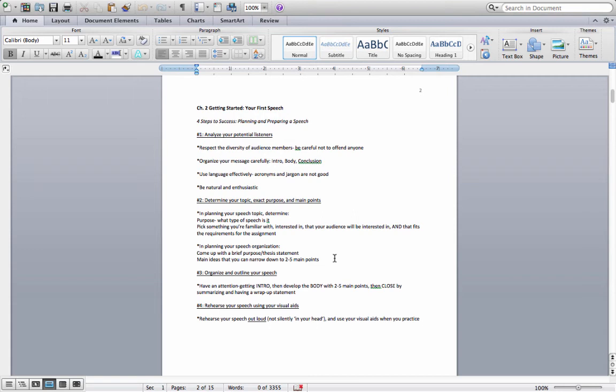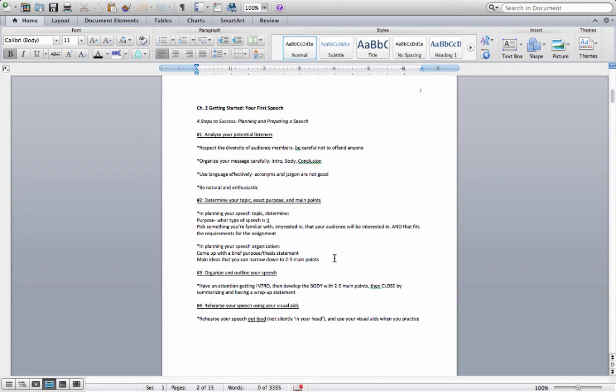Number 3, organize and outline your speech. Remember to have an attention-getting introduction, then develop the body of your speech with 2 to 5 main points, and then close your speech by summarizing and having a wrap-up statement.